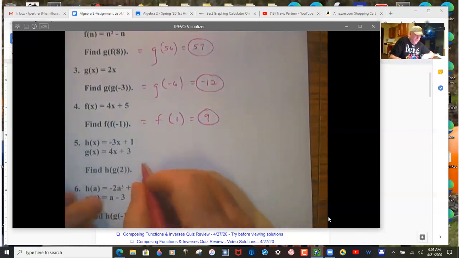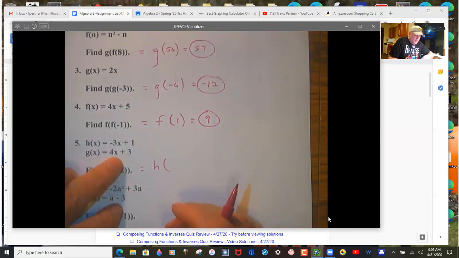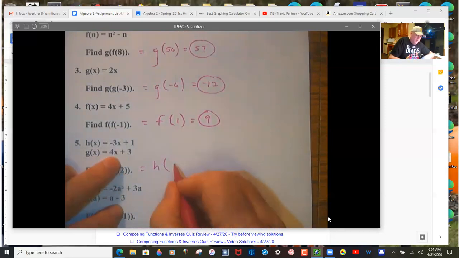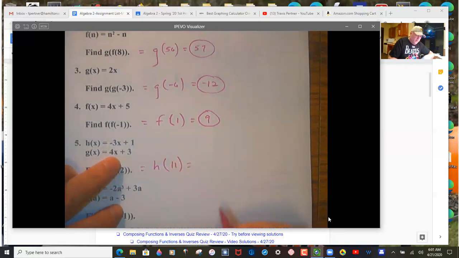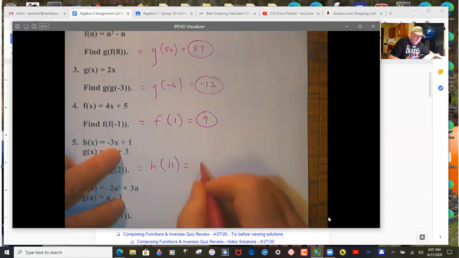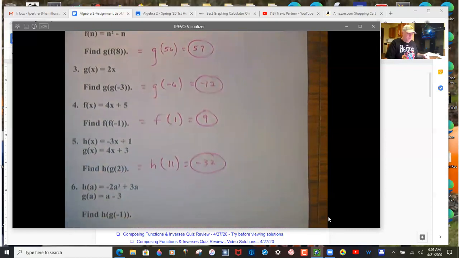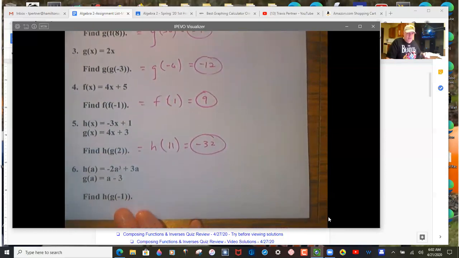H of g of negative 2. So g of 2, not negative 2. So 2 goes in for g, that would be 11. 8 plus 3, 11. Most of these you can do without your calculator. And then h of 11. So that's 11 times negative 3, negative 33 plus 1, negative 32.